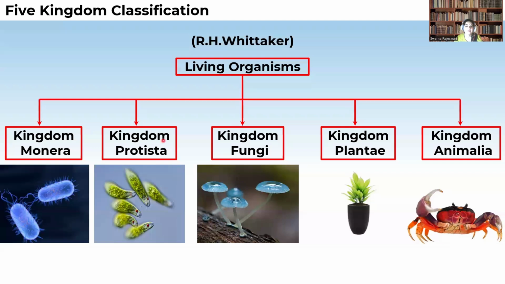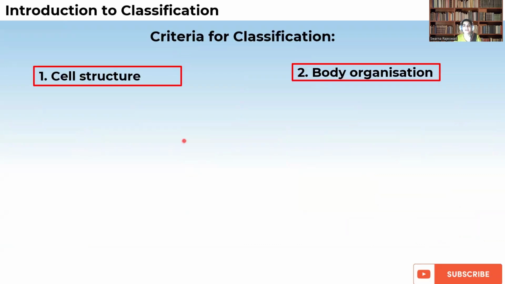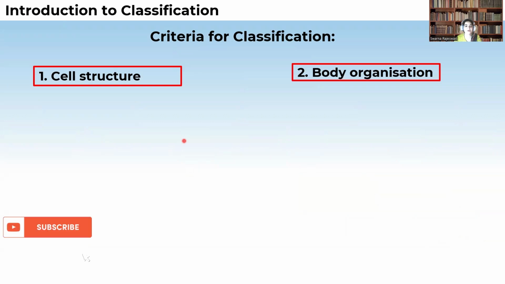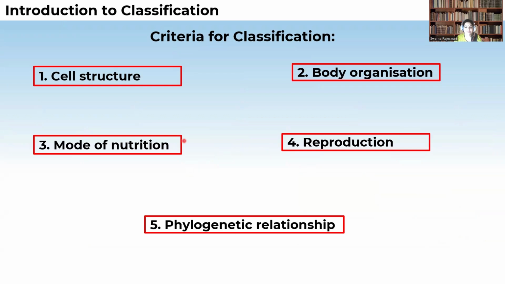Now, what is the criteria for classifying all these organisms into five kingdoms? It is based on the cell structure, the body organization of the organisms, the mode of nutrition, the reproductive mechanism, that is, mode of reproduction, and phylogenetic relationship.